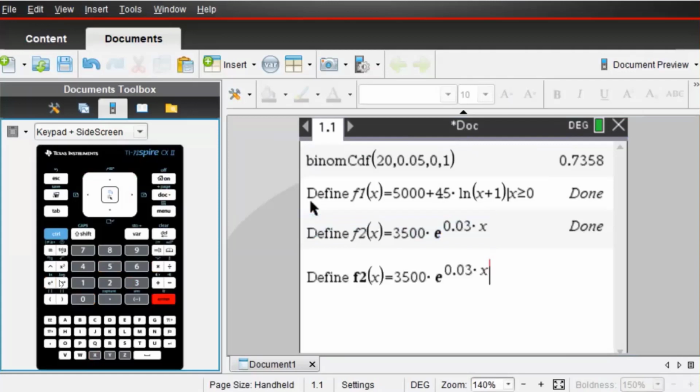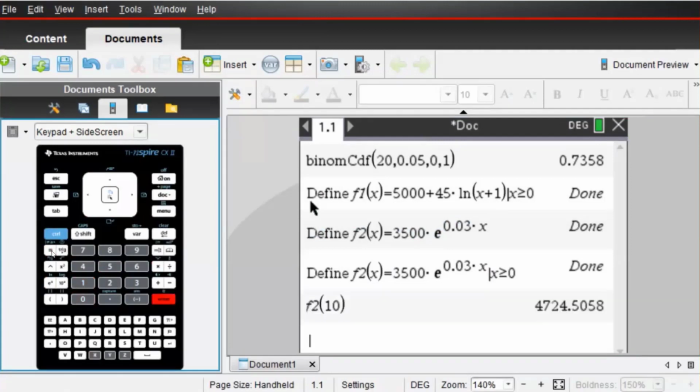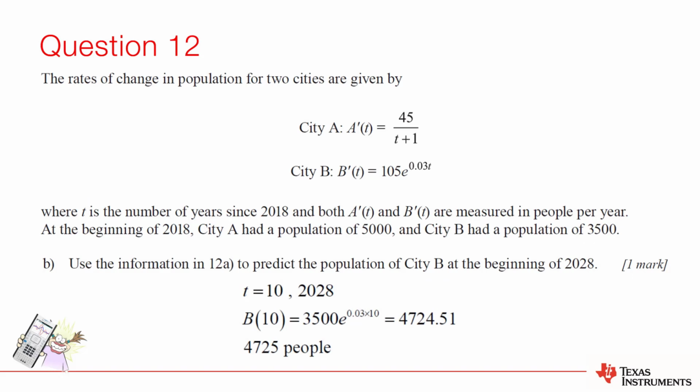Once again, I should have defined that one to be greater than or equal to 0, because I'm going to sketch the graphs later on. Okay, so for city B, we want to find that in 2010, and that's 10. So really, I just want to find f2 at 10. So the answer there is 4,725. We're going to have to round that one up. So it's 4,725 people.